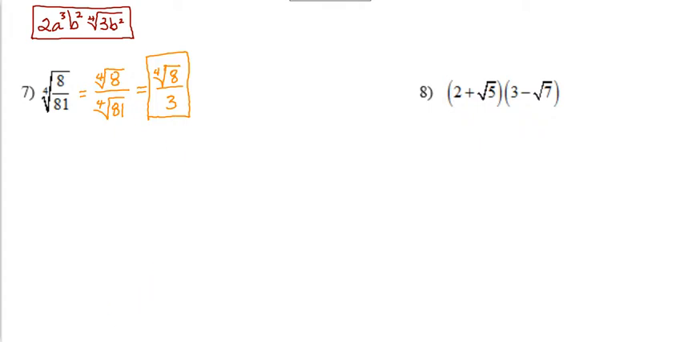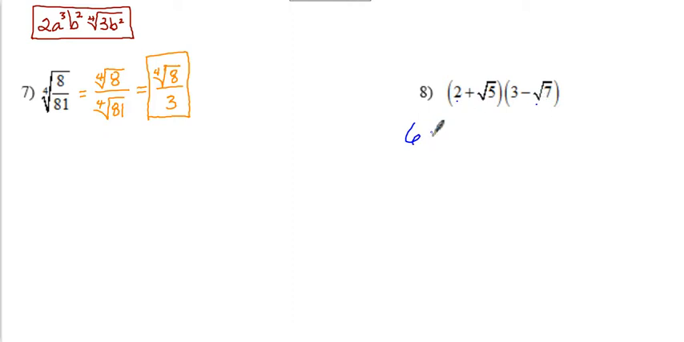All right, number 8, let me explain to you how we can multiply two binomials that have radicals as part of them, okay? So let's take a look here. Just like we did before, let's FOIL. First times first, outer times outer, inner times inner, and last times last. Let's do that here and see how it plays out, because you will need to be able to exercise this skill. So first times first, 2 times 3 is 6.